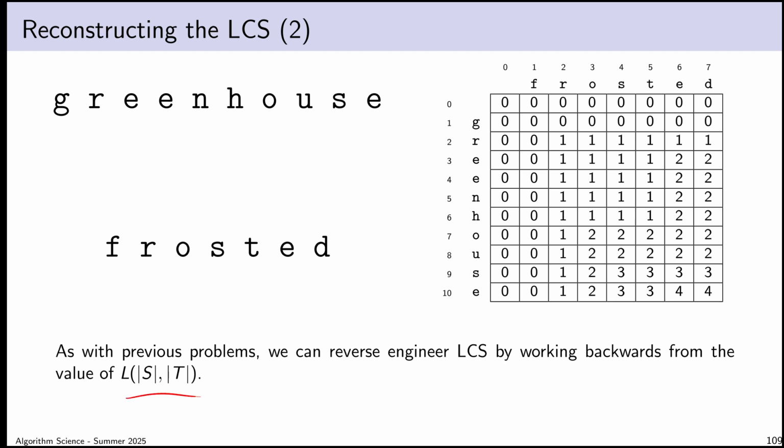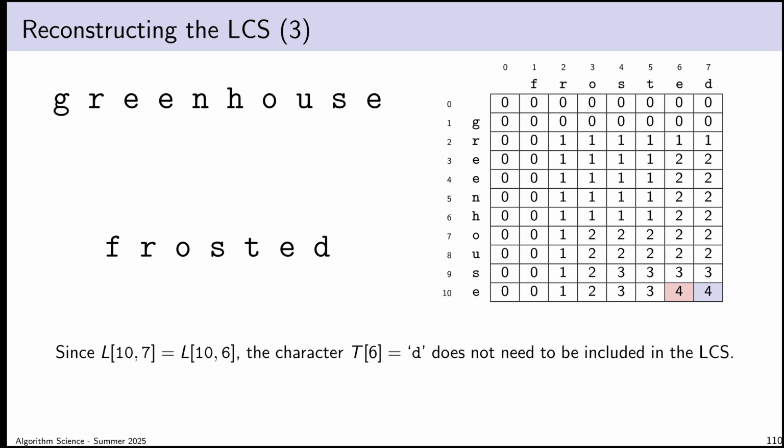Okay, so I work backwards from the value of L of length of S, length of T, or according to our indexing, L of NM. And so I know that the longest common subsequence has length 4. I notice that if I take the longest common subsequence of the entire string greenhouse, so that is up to and including index 9 of the word greenhouse, and the word frosted up to and including index 6 of the word frosted, so notice our usual indexing snarl, well this is actually column 7 of the table. If I do that, the sequence has length 4.